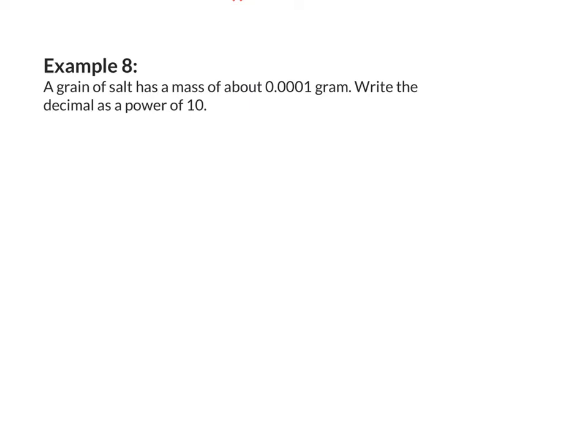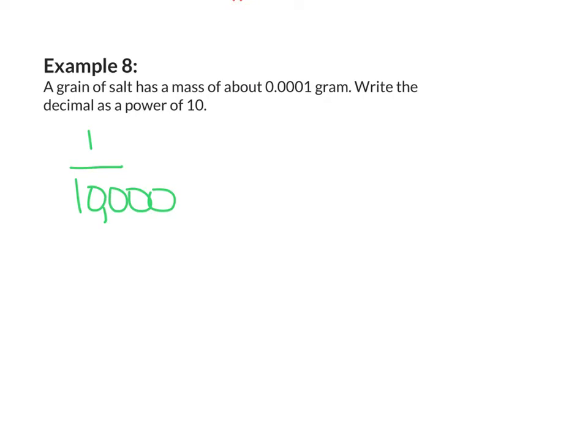Example 8. A grain of salt has a mass of about 0.0001 gram. Write the decimal as a power of 10. So if you remember from the last chapter, we learned how to convert a decimal to a fraction. Since I have a 1 in my decimal, that will become my numerator. I'm going to count how many digits are on the right side of the decimal. I have 1, 2, 3, 4. So that means I'm going to have 4 zeros. So it'll be 1 over 10,000.